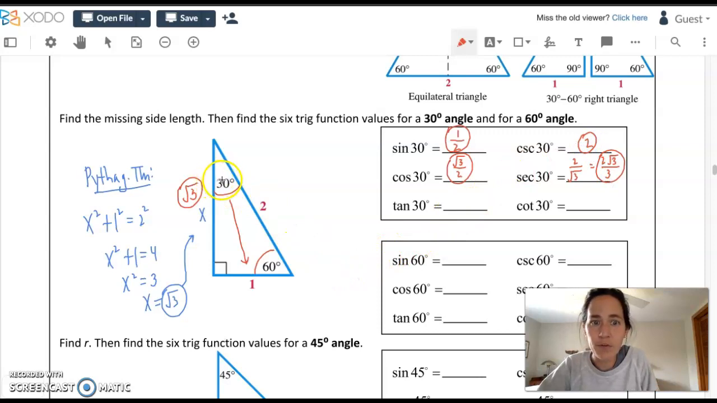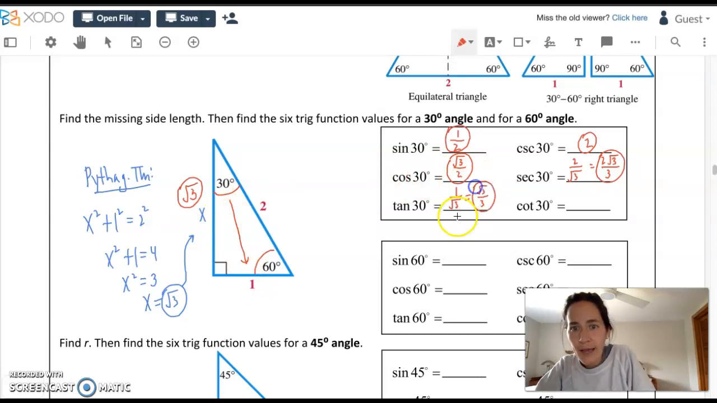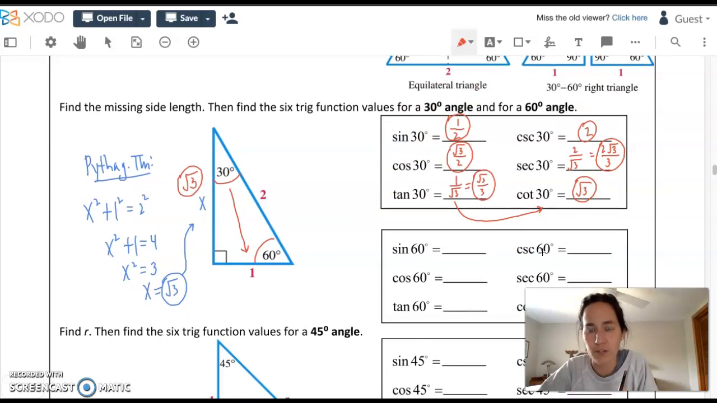Tangent, TOA, from 30, opposite over adjacent: 1 over the square root of 3, which rationalized gives you the square root of 3 over 3. And flipping the first version gives you the cotangent of square root of 3 over 1. So those are all your exact values of trig functions for 30 degrees.